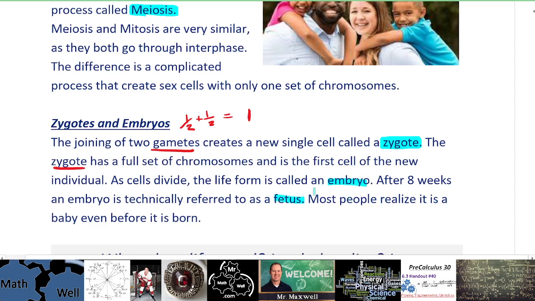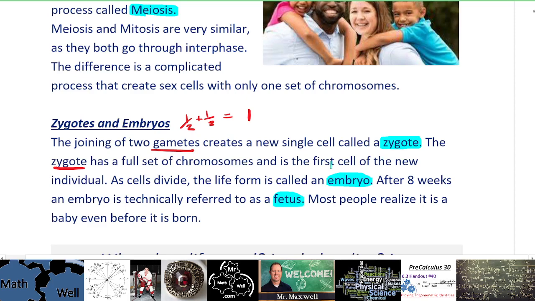Most people realize it's a baby even before it's born. So you'll get into some discussions. Well, let's say, what else could it be? You'll get into some discussions, especially as we talk about societal issues of abortion and things like that. There's a lot of debate on these words and what they mean. There's a lot of debate on when a person is a person.